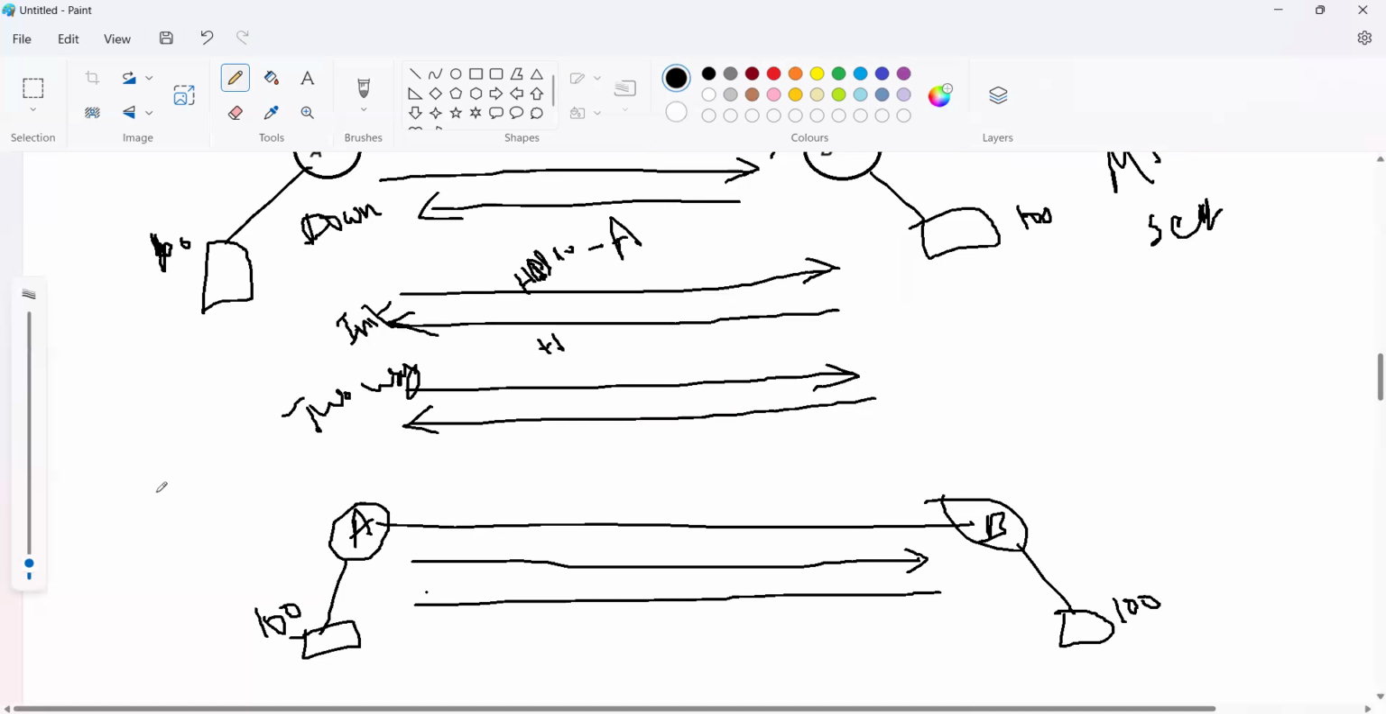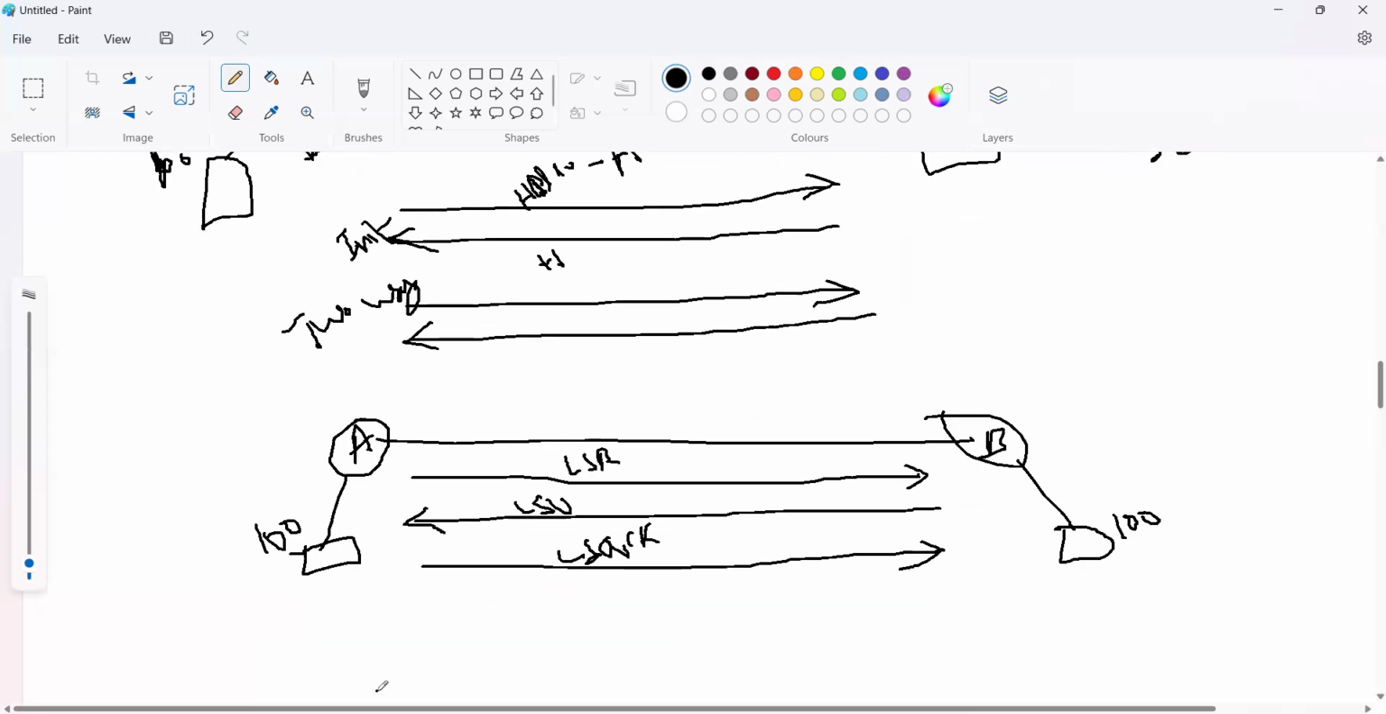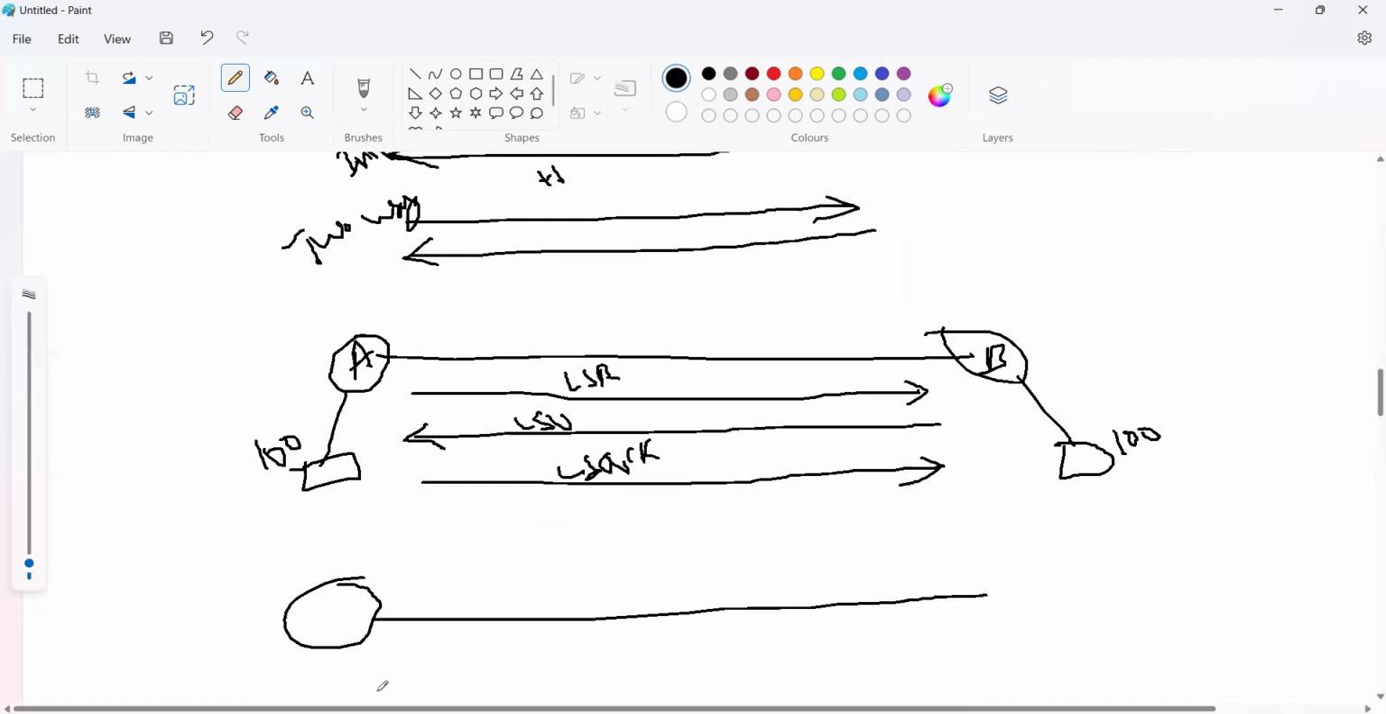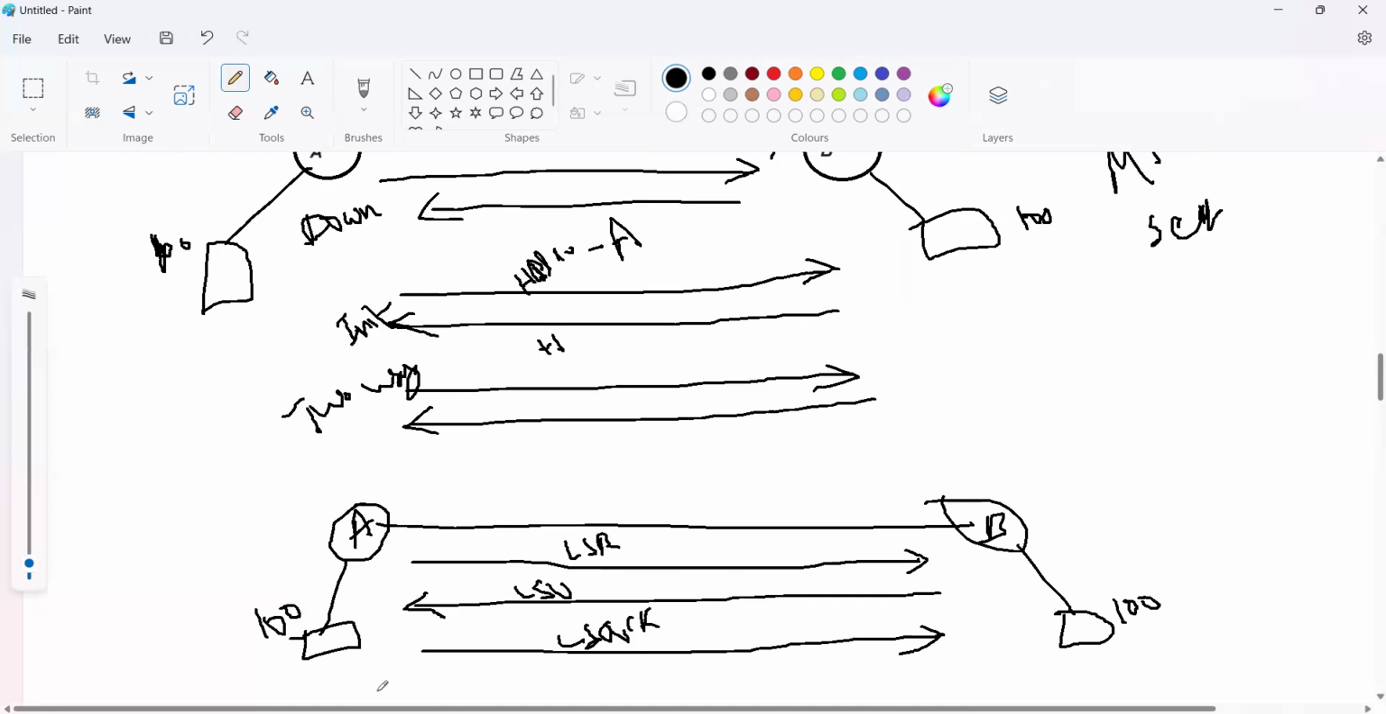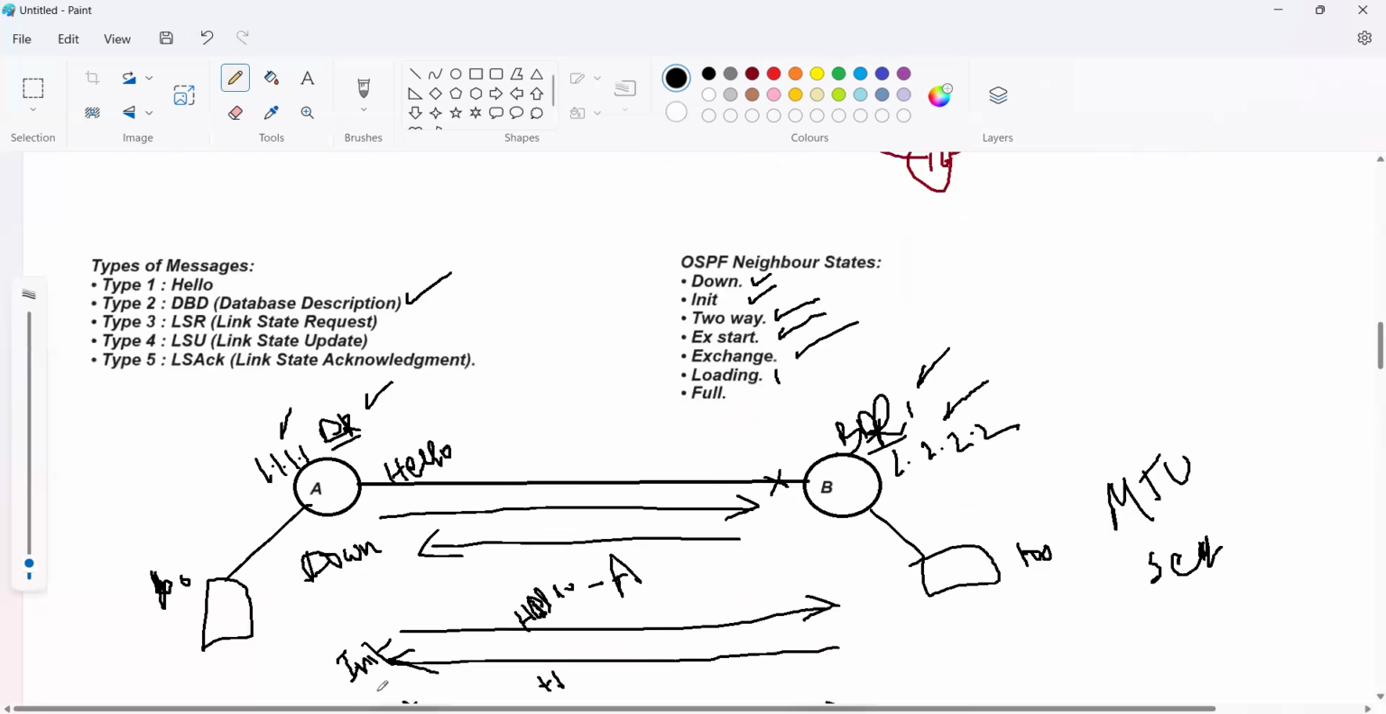Yes, I do have 100 prefixes. So can you give that? Yes, he will give it in update state. LSU update, LSR request. Then this router is giving LS ACK, acknowledgement. Likewise. Once they establish, then it will move to the full state. Now both have exchanged information, then the full state. That is full state. Loading, then full.